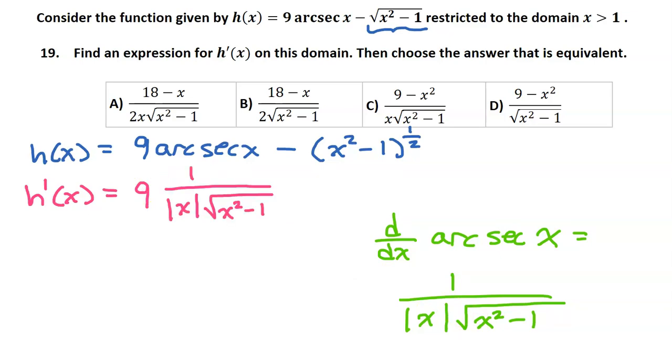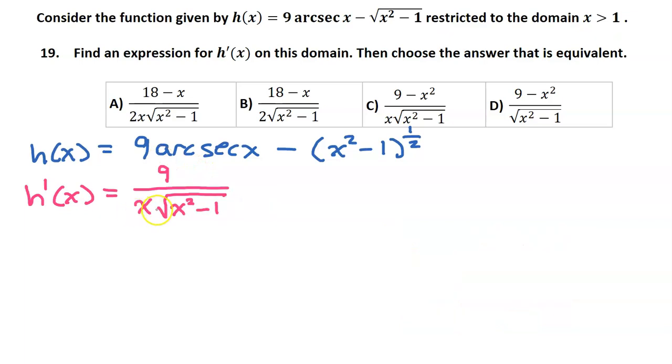On my next move, I'm going to do two things. Notice that none of the answer choices have absolute value in there anywhere. And that's because we're told that the domain is x values greater than 1. So x is guaranteed to be positive, so I don't need the absolute value. So I'm going to take those away. Also, when multiplying by 9, we're just going to wind up multiplying by 9 in the numerator. So I'm just going to put the 9 in the top. So there's the derivative of the first term.